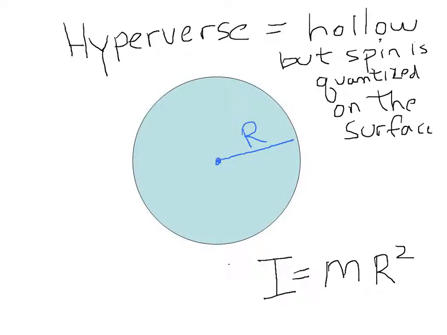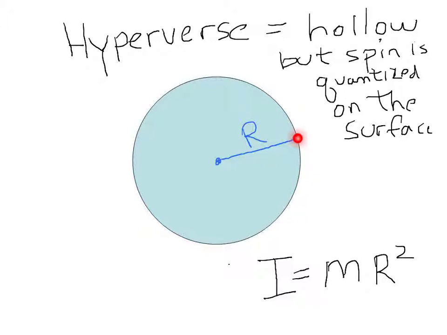Now let's look at the hyperverse. We say that it's hollow and there's spin, but the spin is different. The spin is quantized on the surface. So we have a surface of the hyperverse, and that's where the universe is. The center is hollow. There's a radius from the center of the hyperverse to the surface.